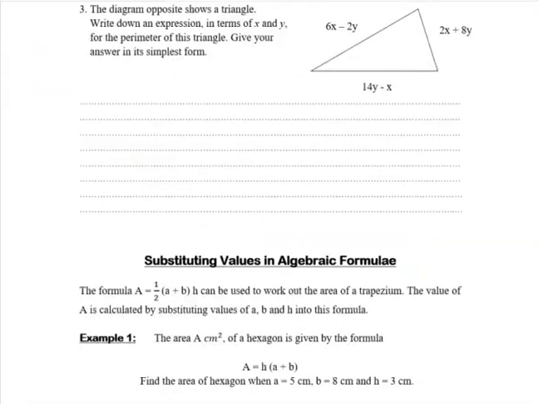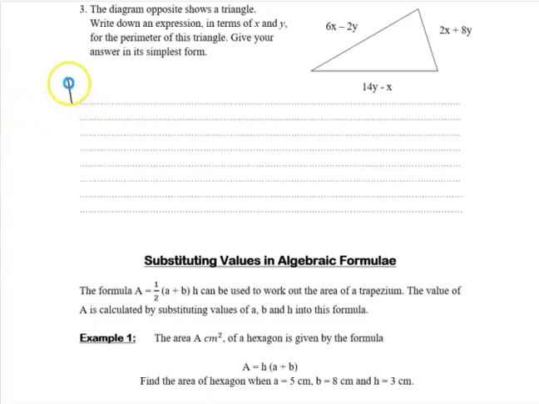The diagram opposite shows a triangle. Write down an expression in terms of x and y for the perimeter of this triangle. Give your answer in its simplest form. What it means in its simplest form is to collect all the like terms.